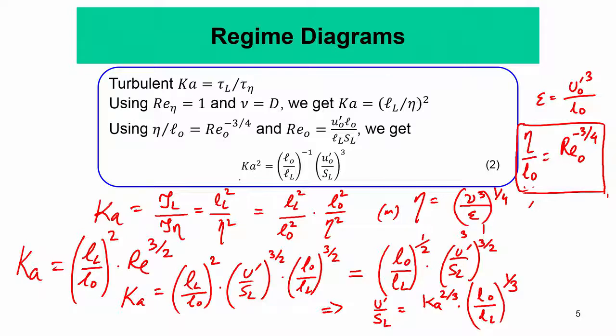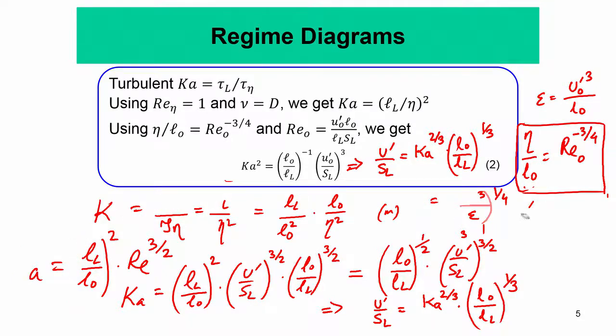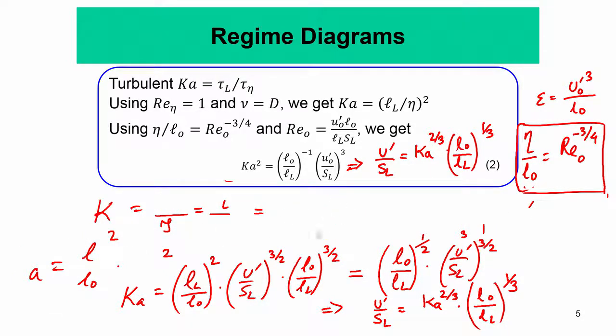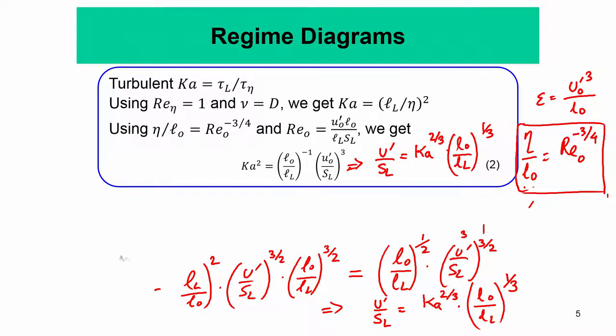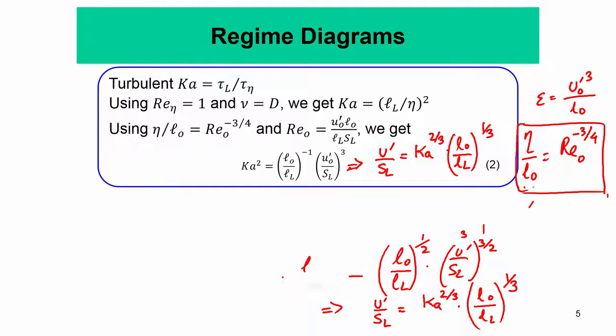So, that is what we have got here also. Or we can just write this here. u prime by SL, that is the ratio of the turbulent velocity scale divided by the flame speed scale, is equal to Karlovitz number to the power of 2/3 times L0 by LL, that is the integral length scale by the flame thickness, to the power of 1/3.